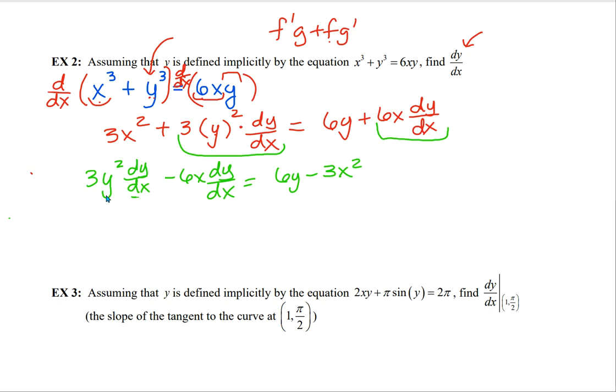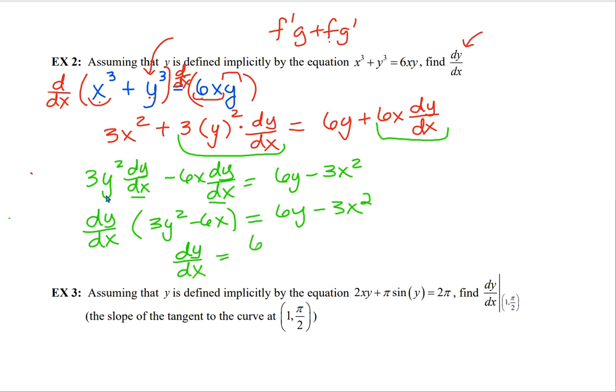All right, now to get it down to just having one dy/dx, we're going to factor that out. So you're going to have dy/dx out here, and that would leave 3y squared minus 6x in the quantity. And yes, you guessed it, in order to solve for dy/dx, we're just going to take this side here and divide it by this. So I'll write it all out nice and pretty. And it will be (6y minus 3x squared) all over (3y squared minus 6x). Okay, and that is success.